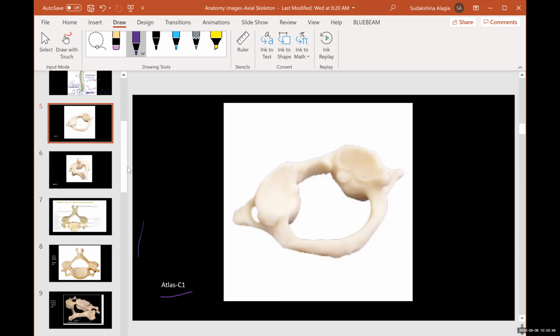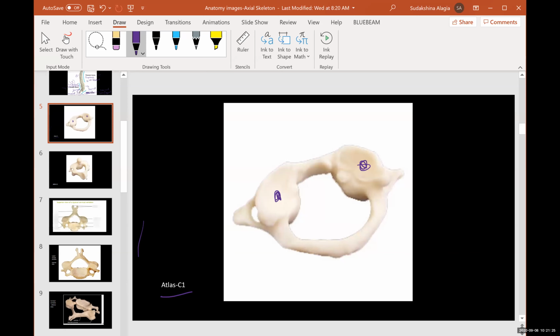Basically, this is what I was trying to show last class. Atlas directly articulates with the cranium. So remember, we studied the occipital condyle. Basically, the occipital condyles are articulating against this flatter surface of the C1 or the atlas.